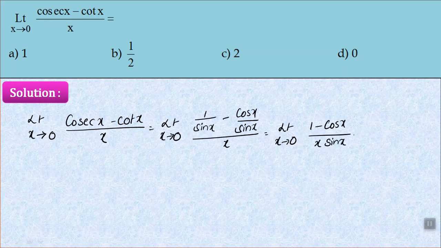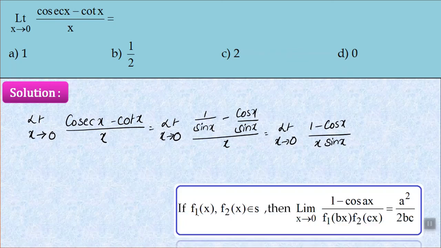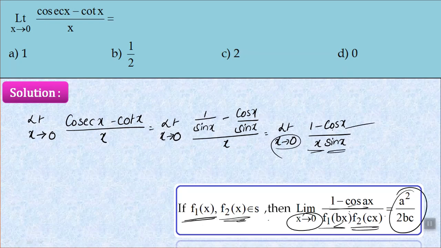Here we are applying the shortcut formula for this. If f1(x), f2(x) belong to S, then limit x tends to 0 of (1 minus cos ax) divided by (f1 of bx into f2 of cx) is equals to a square by 2bc. Here a is equals to 1, b is equals to 1, c is equals to 1. This equals a square by 2bc, 1 square, 1, divided by 2 into b is 1, c is 1. This equals 1 by 2. Therefore, the answer is option B.